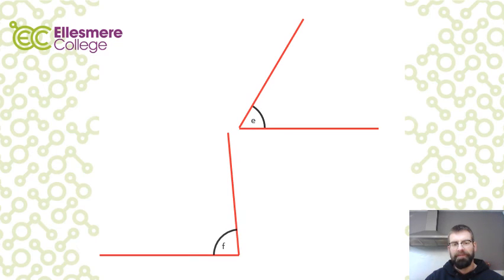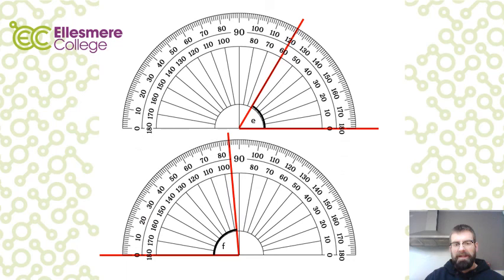Okay, we're going to put some angles up here now for you, and they're going to have protractors over the top. So what I'd like to do is see if you can figure out what the angles are and read the protractors accurately. So we've got angle E and angle F. Here's your protractors. See if you can figure it out.